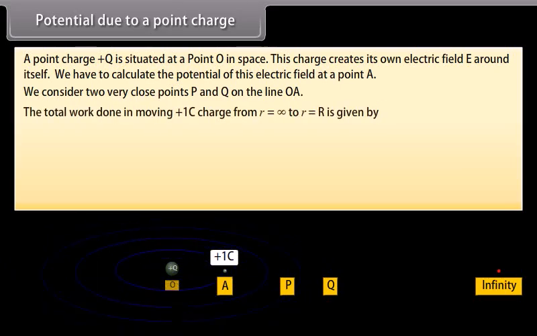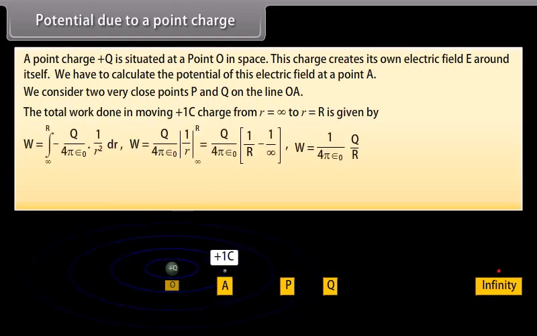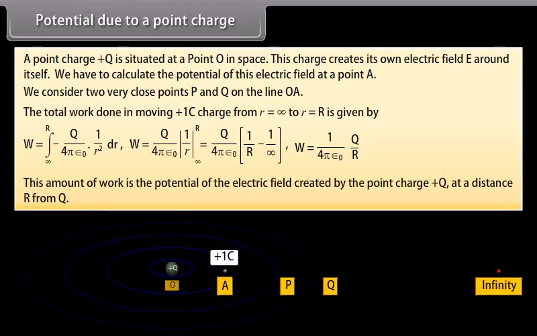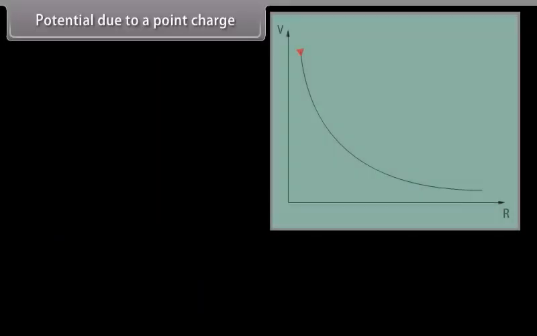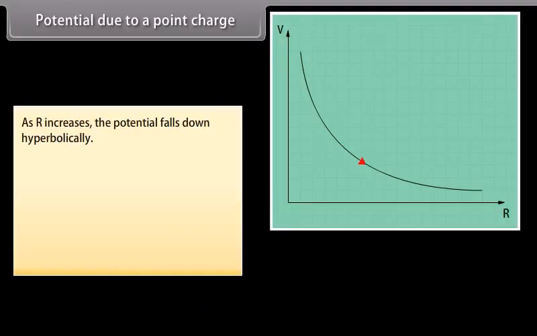The total work done in moving +1 coulomb charge from infinity to point R is given by W equal to 1 upon 4 pi epsilon naught multiplied by Q upon R. This amount of work is the potential of the electric field created by the point charge +Q at a distance R from Q. We can show in the graph that as R increases, the potential falls down hyperbolically.